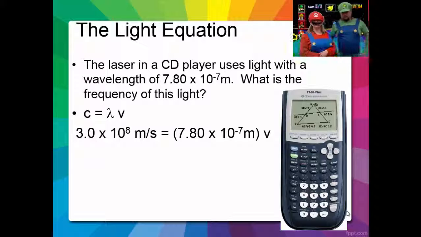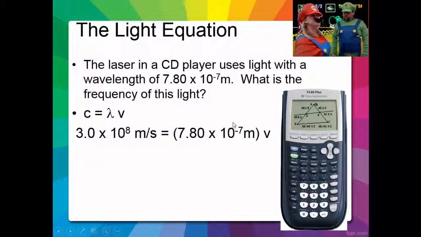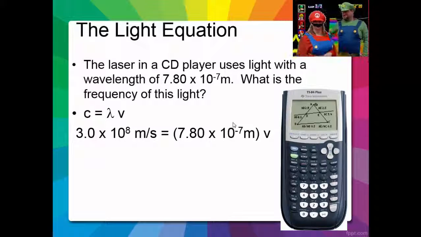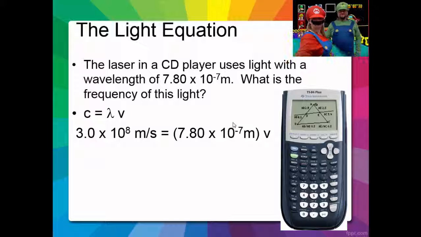So if you ever see in your calculator times 10, you did it wrong. The little E would represent the times 10 part. From here, we're just going to solve. So we're going to take 3.0 times 10 to the 8, and we're going to divide it by the wavelength.